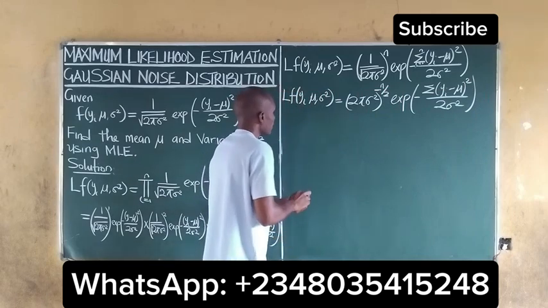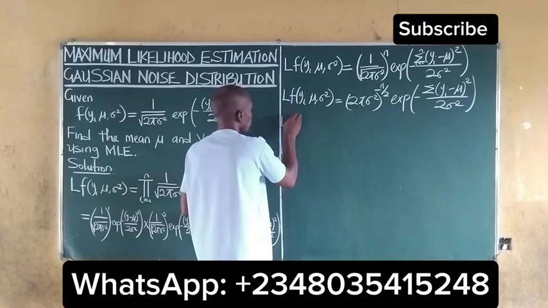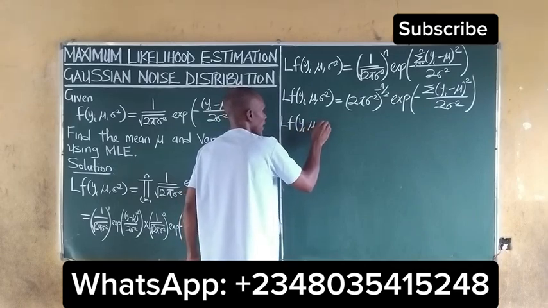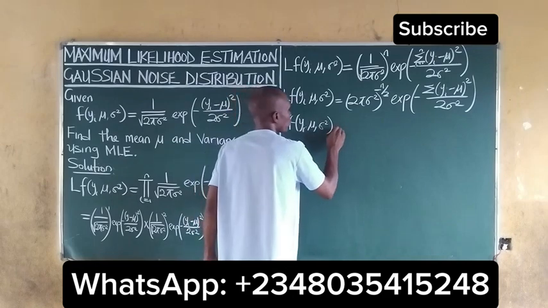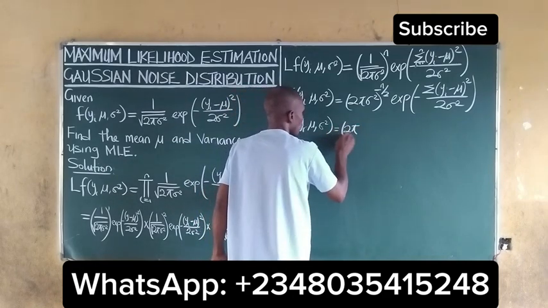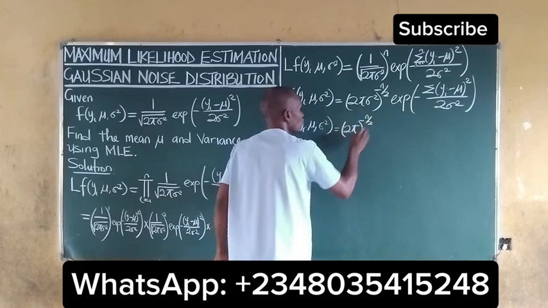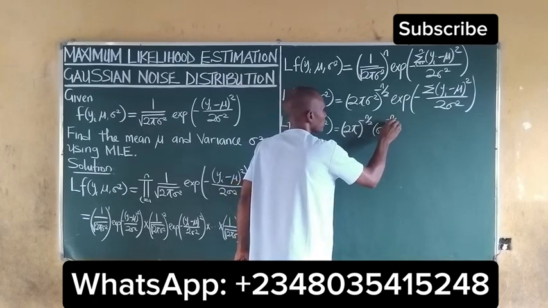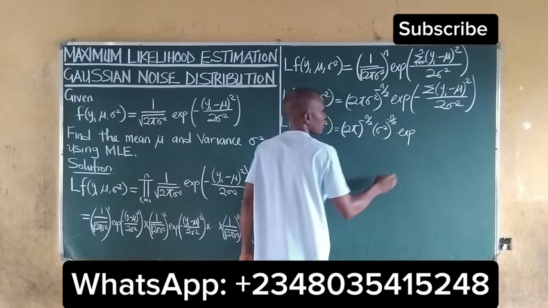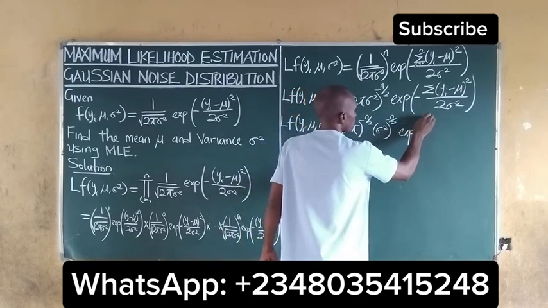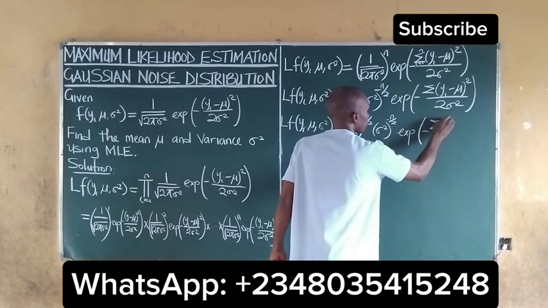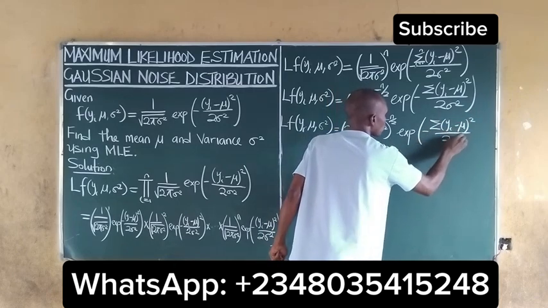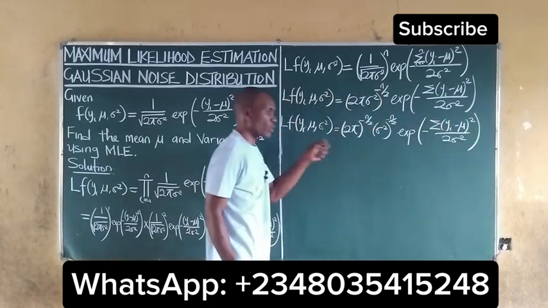We can still rewrite it. We can rewrite our likelihood function of yi, mu and sigma squared to be equal to 2 pi, we separate 2 pi raised to the power of negative n all over 2. We also separate sigma squared raised to the power of negative n all over 2, exponential negative summation (yi minus mu) raised to the power of 2 all over 2 sigma squared. So this is what we get.